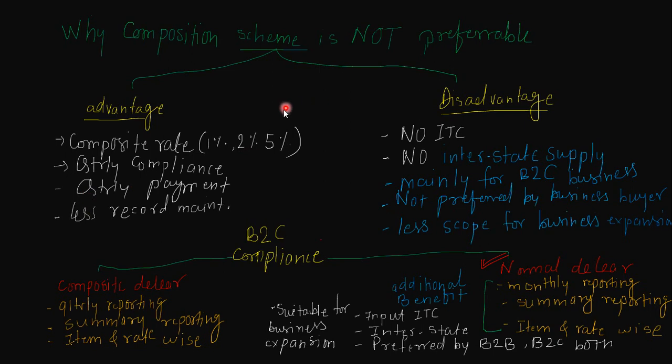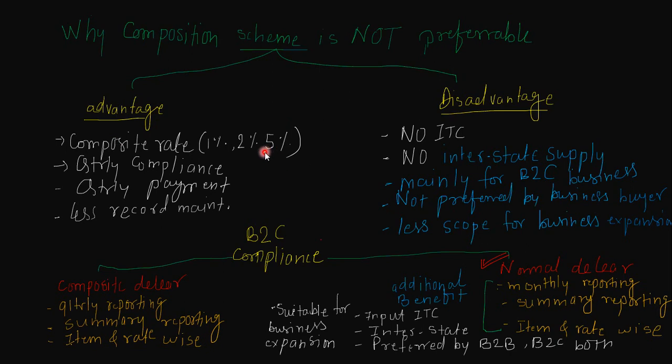Before we start this discussion, let's understand why I have written that the composition scheme is not preferable. Before we decide, we should understand the advantages and disadvantages; without them we cannot conclude whether this scheme is good for a business or not. First, the advantages: the composition scheme provides a composite rate, which is 1%, 2% or 5%.